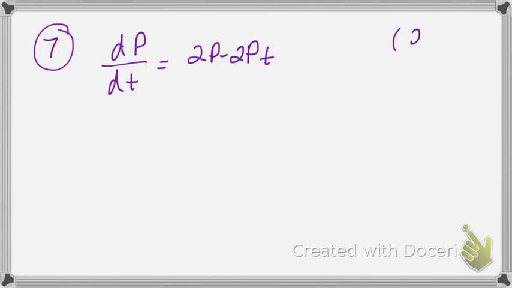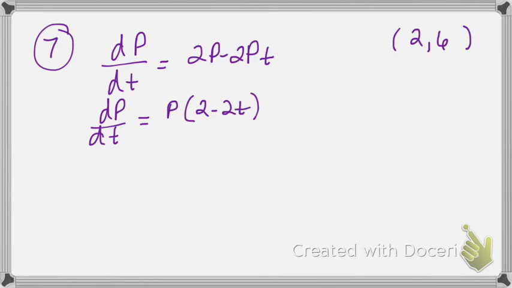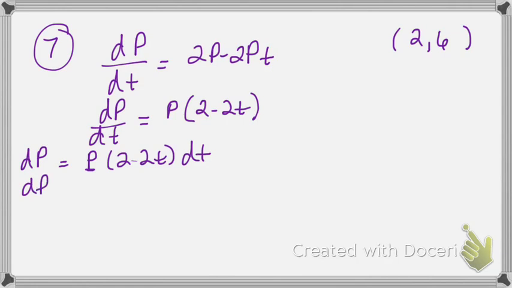This one's kind of strange because it still has P's and T's, but there's not really a way to get them together without factoring. So the first thing I'm going to do is factor. I really want my P's separate from my T's. So I'm just going to factor out a P, and I'm going to leave the 2's with the T's because it's easier to solve that way. If you cross multiply, you end up with that. You divide by your P.